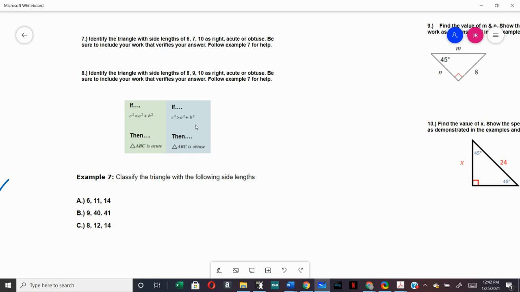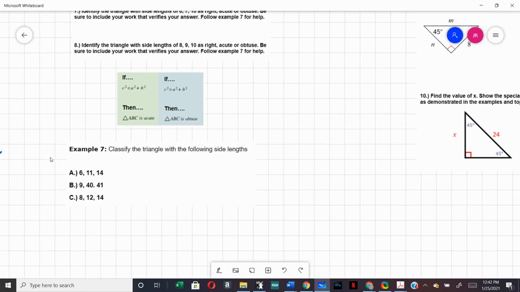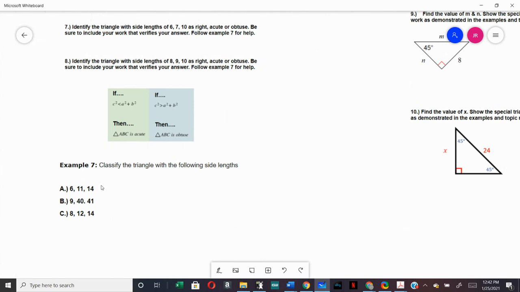Okay, numbers 7 and 8. We're basically applying this rule from the lesson that says if c squared is less than a squared plus b squared, then it's an acute triangle. If c squared is greater than a squared plus b squared, then it's an obtuse triangle. If they're equal, we just did those, that's a right triangle. So we're just going to do a couple of these just so we can see.